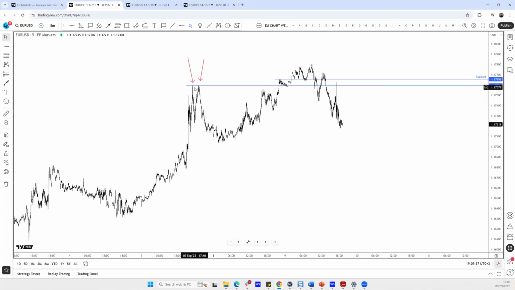I do have some statistics to speak about during this presentation, so I will touch on that. But in terms of textbook support and resistances, these tend to be the most high probability that I have found. While they're incredibly reliable, they can take some time to recognize.